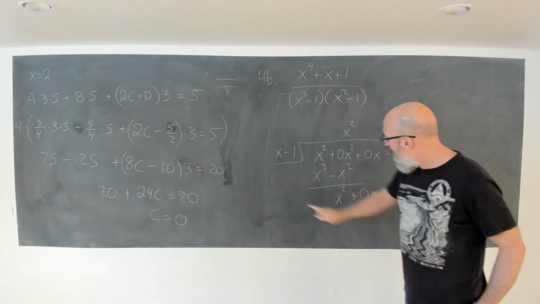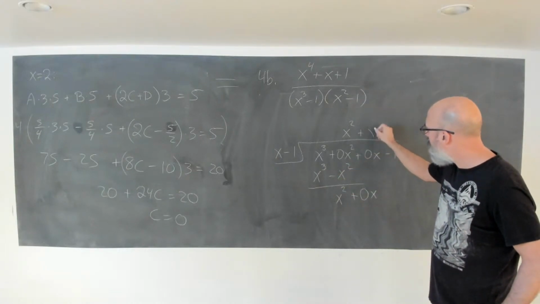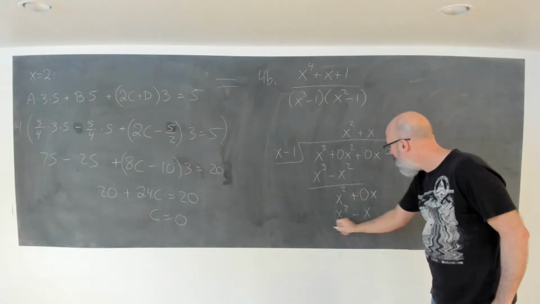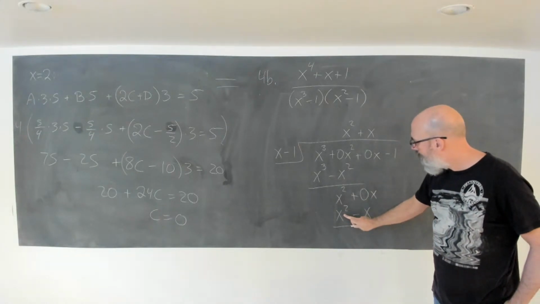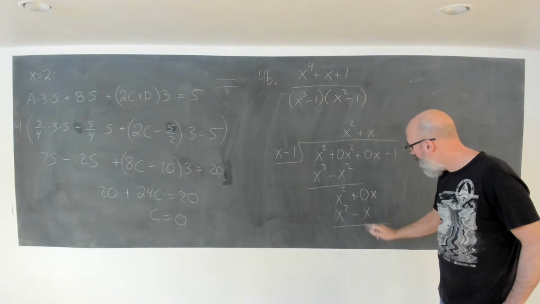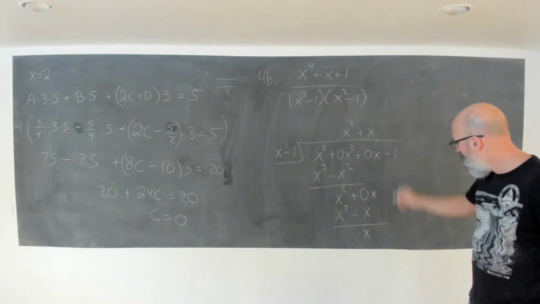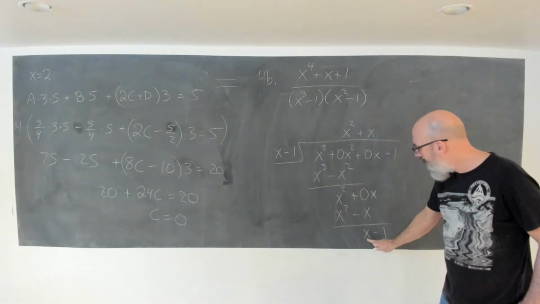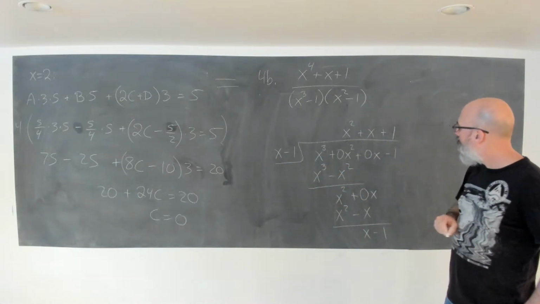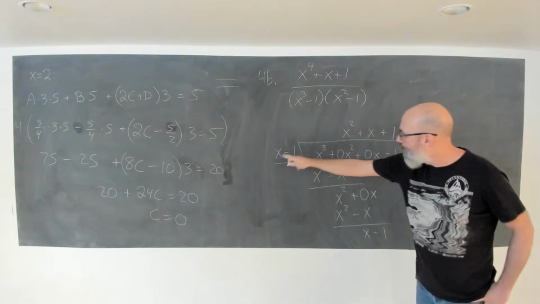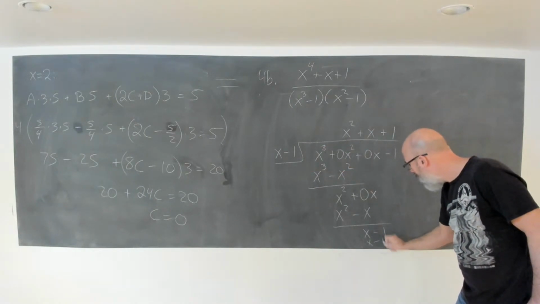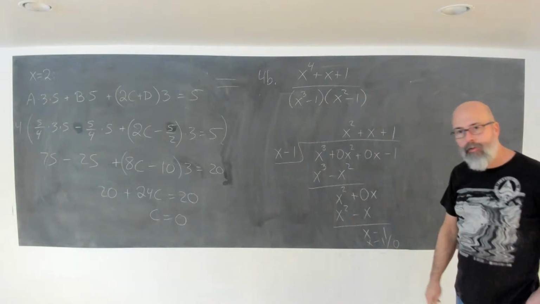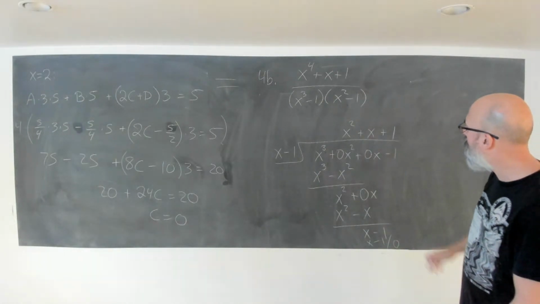What must we multiply to x to get an x squared? The answer is x. x squared minus x, and subtract. This minus this is 0. This minus this is x. Bring down the minus 1 and repeat. What must I multiply to x to get an x? The answer is 1. And we get a remainder of 0, exactly as expected.